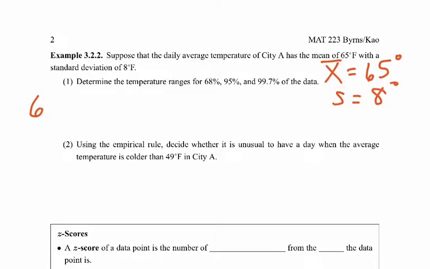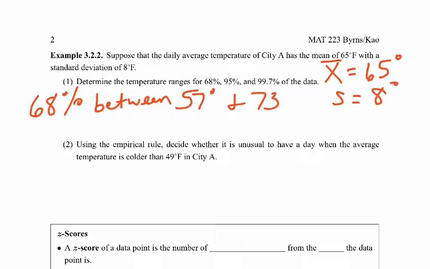So 68% of the data should lie within 1 standard deviation. So I'm going to do 65 minus 8 and 65 plus 8. And so that gives me a lower bound of 57 degrees and an upper bound of 73 degrees. So 68% of the days over the course of a year, or whatever sample we looked at to get this information, for the city are going to have temperatures between 57 and 73 degrees.